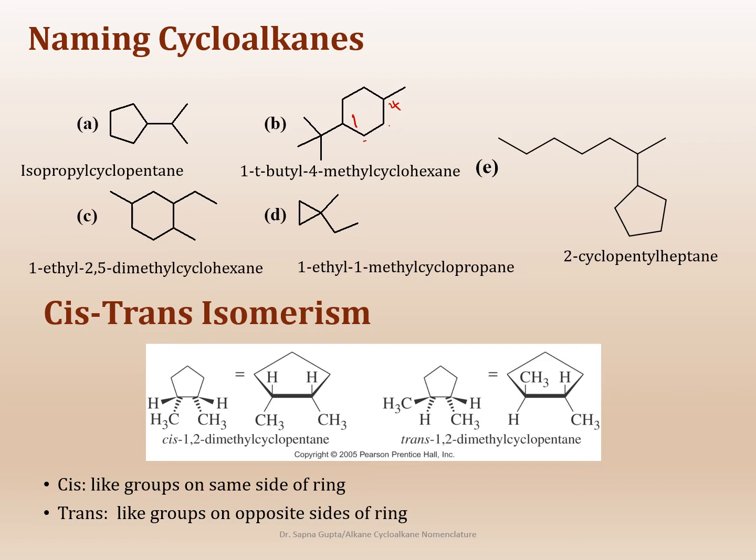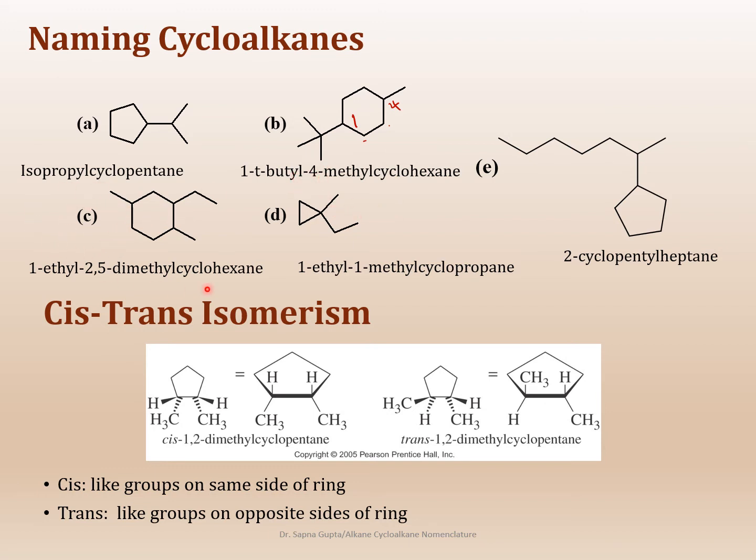As I said, your alphabetical substituent will determine your numbering also. So you keep the numerical and alphabetical together. That's possible in cycloalkane. So that's what this is: 1-t-butyl, 4-methyl cyclohexane. Don't forget your dashes. Those are still valid between alphabet and numbers.